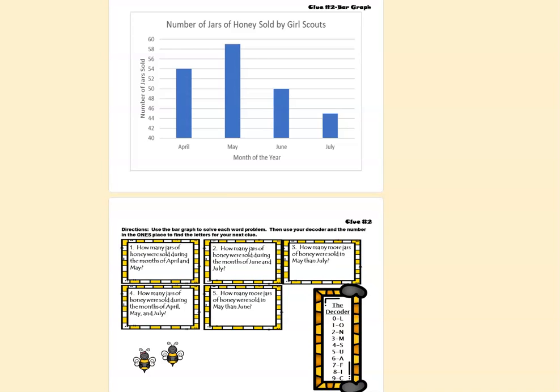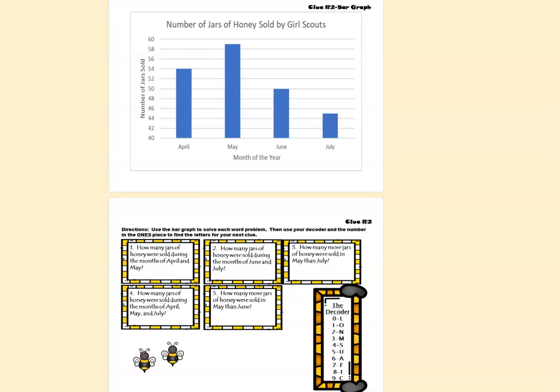Next, it says, how many jars of honey were sold during the months of April, May, and July? So for this one, we are going to be adding again, because we want to know the total. In April, there was 54, and in May, there was 59. So 54 plus 59 is 113. And then in July, there was 45. So then I'm going to add 113 plus 45, and that equals 158. In the ones place, the 8 equals I. I'm going to put that next to the S and underneath that equation.